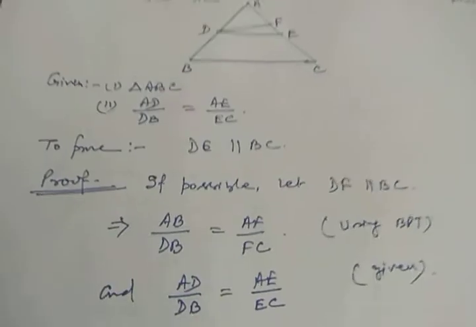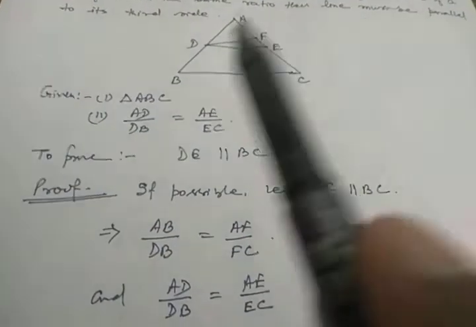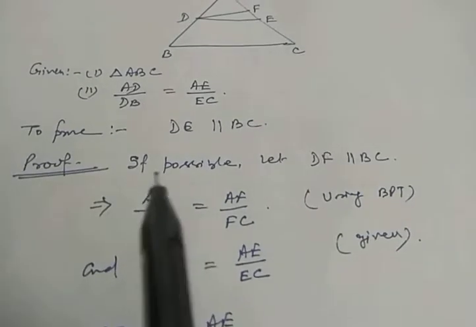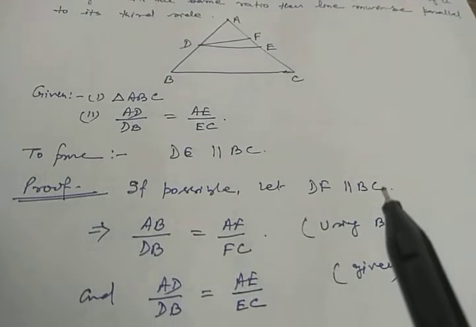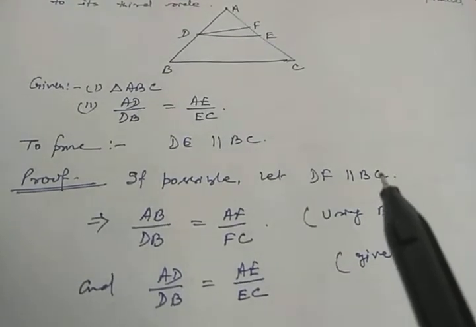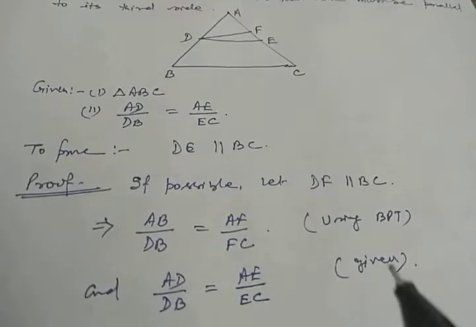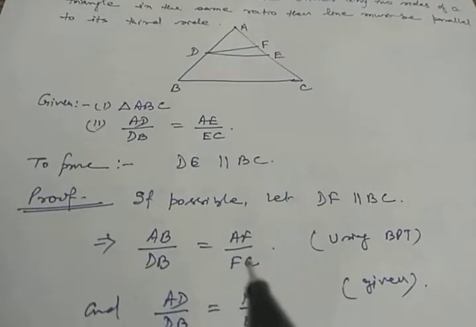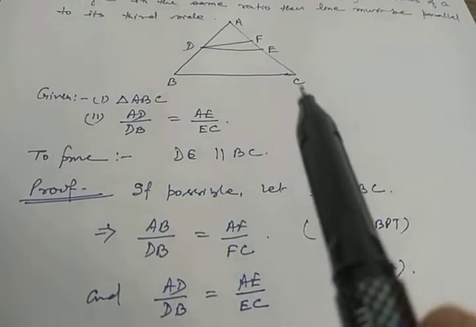To prove this, if it is possible, I mean if DE is not parallel to BC, then we can suppose that DF is parallel to BC. So we have written, if possible, let DF be parallel to BC. What will happen? For triangle ABC, DF is parallel to BC. Use BPT: AD by DB is equal to AF by FC, as DF is parallel to BC.